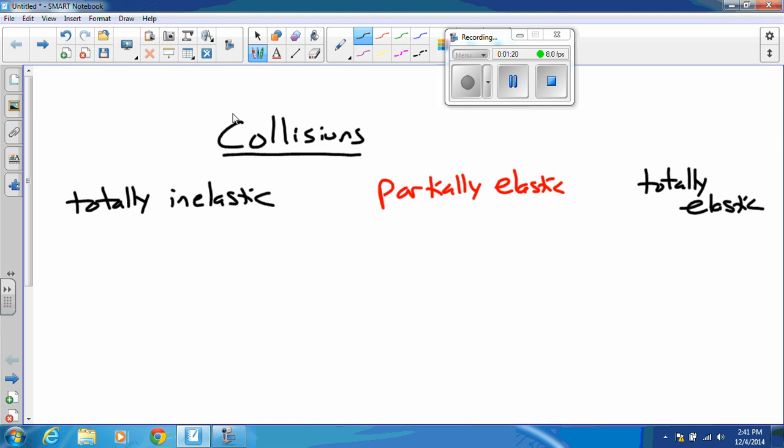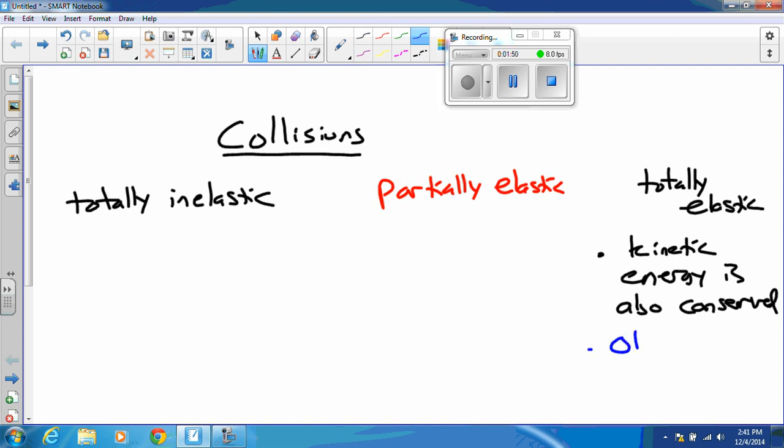And what characterizes these is this. The totally elastic collisions are ones in which kinetic energy, notice I didn't say momentum, I said kinetic energy, is also conserved. Also because, of course, momentum is conserved. Kinetic energy is also conserved. And it turns out mathematically that the only way to make that happen is for the objects to bounce off of each other.